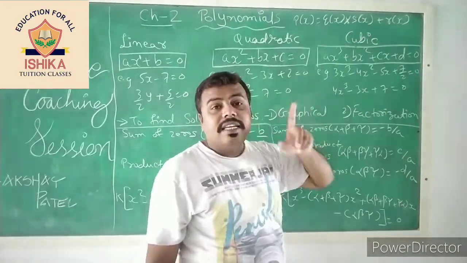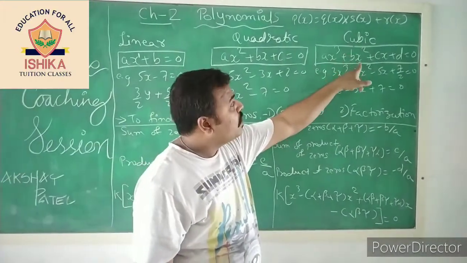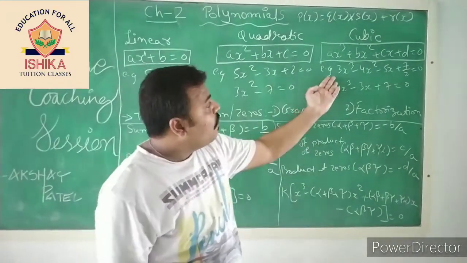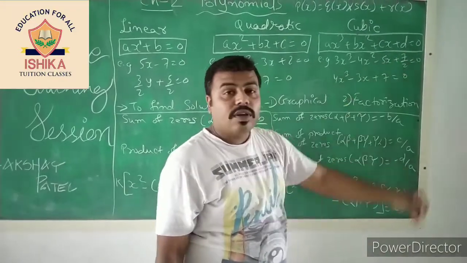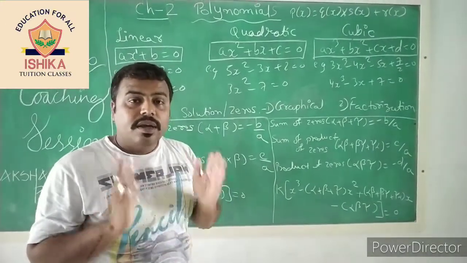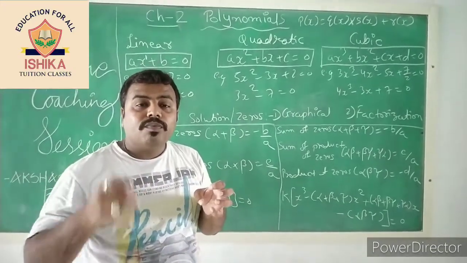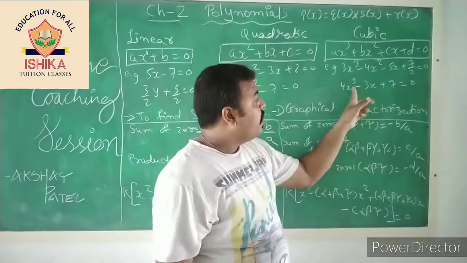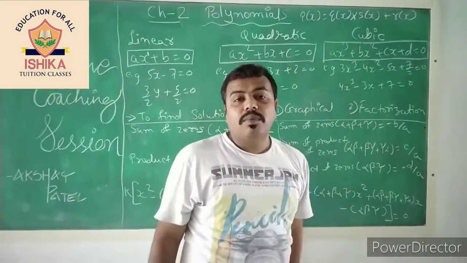Now third is our cubic polynomial. As the name suggests, the highest power of variable is 3. You can see its standard form, ax cube plus bx square plus cx plus d equal to 0. Now I have written 2 examples, 3x cube minus 4x square minus 5x plus 7 by 2 equal to 0. Here also you have to remember, irrespective of the number of terms present in the given polynomial, you will decide the type of the polynomial on the basis of the highest power or the degree of the variable. Here the highest power of variable is 3, so it is called cubic polynomial.